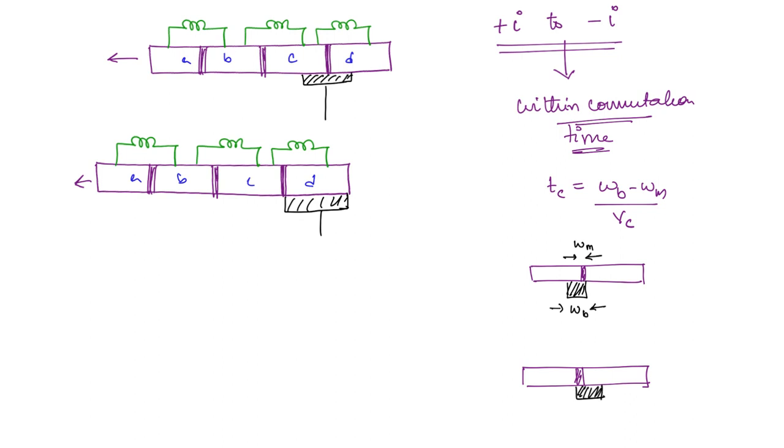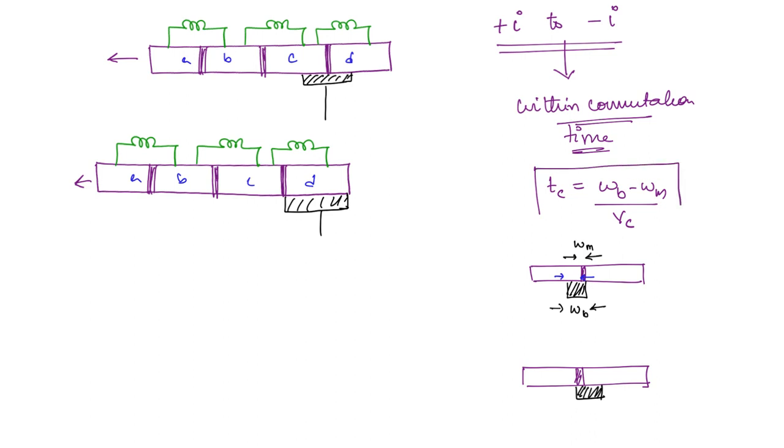Now what is the distance that is covered here? It is starting from this point, right? From this point to this point, what will be the distance? This distance is going to be Wb minus Wm. So that is the distance covered, and it has a velocity Vc. Vc is the velocity with which the commutator is moving. Distance by velocity is going to give you the time. So that is how we got the commutation time.